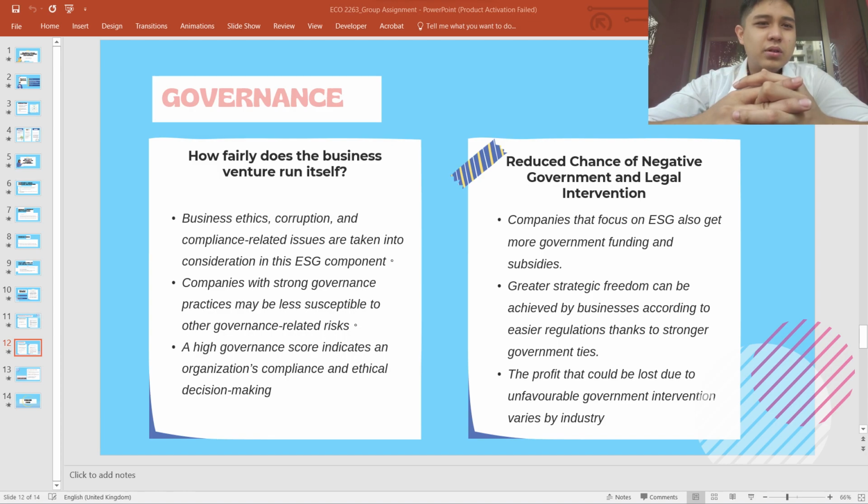We also can't forget the reduced chance of negative government and legal intervention. Companies that focus more on ESG also get more government funding and subsidies, which is beneficial for their products, campaigns and marketing. Greater strategic freedom can be achieved by businesses thanks to easier regulations from stronger government ties. The profit that could be lost due to unfavorable government intervention varies by industry, as some industries, such as more grey industries, perhaps the nicotine and tobacco industry, might not be as favorable to the government as others might be. That's all for my part.